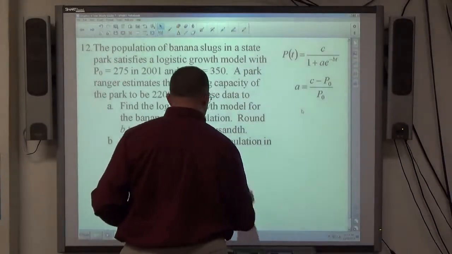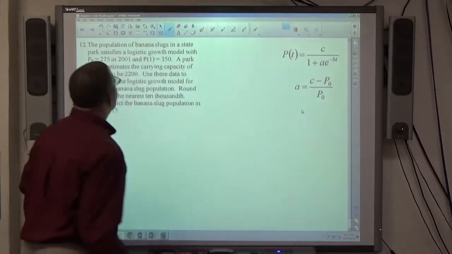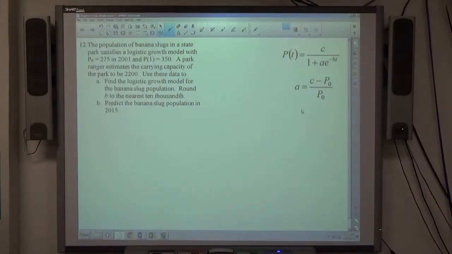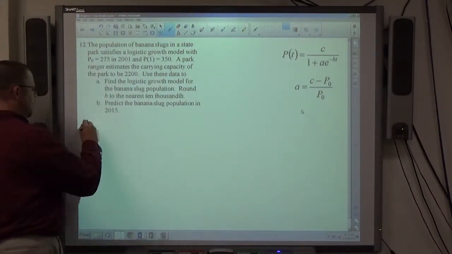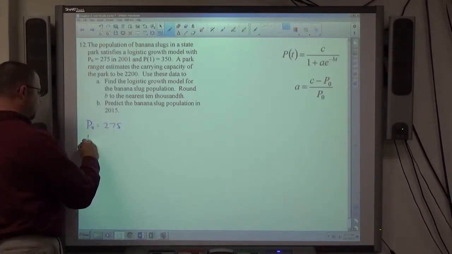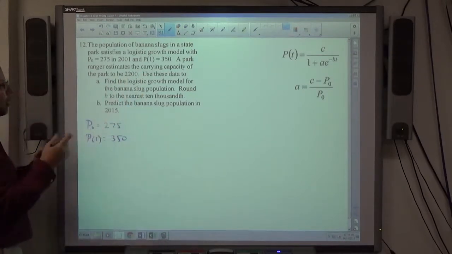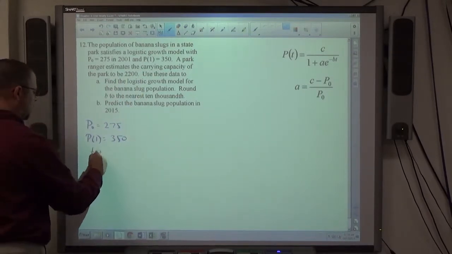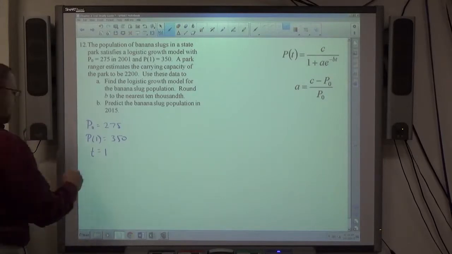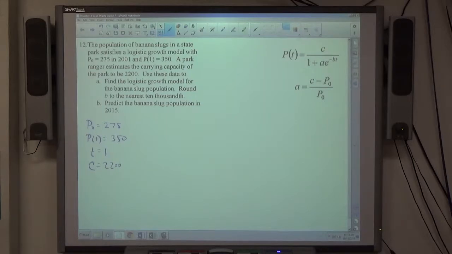So, if we take a look at this problem, I'm going to shrink it up so I have room to work. Population satisfies logistic growth model, P sub 0 is 275, P of 1 is 350. P of 1 just means after 1 year, so that means t is equal to 1 year. Carrying capacity is 2,200 banana slugs. And we want to find the logistic growth model.